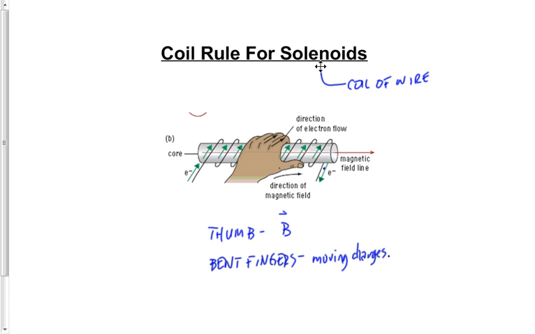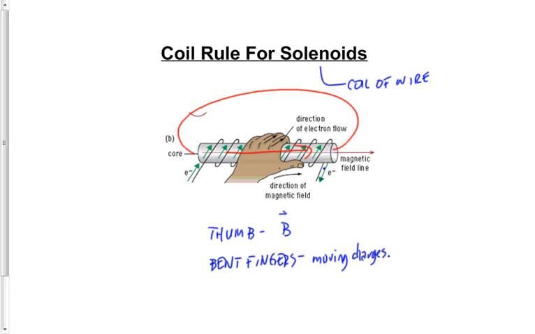Which way is your thumb pointing? To the right. So that means the magnetic field there would point inside the coil to the right. That means it would continue on outside, point this way.